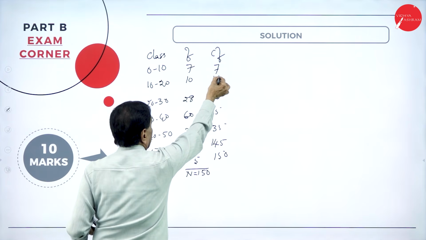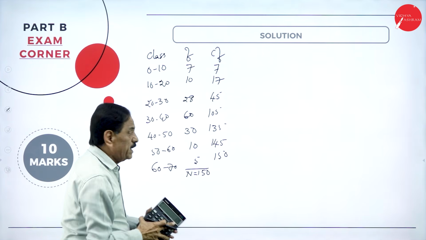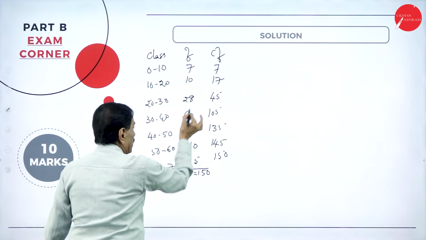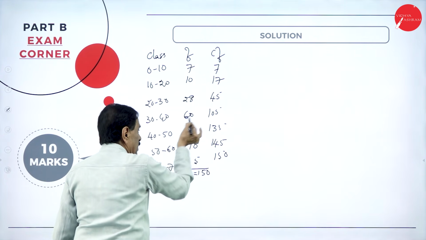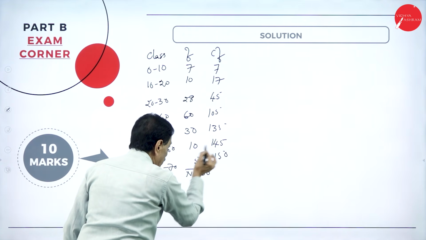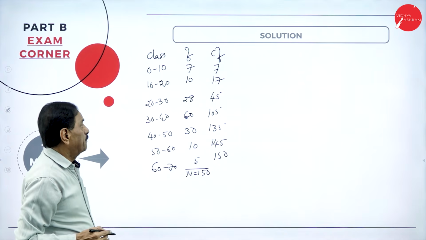Cumulative. First number is 7. 7 plus 10, 17. 17 plus 28 is 45. 45 plus 60 is 105. 105 plus 30 is 135. 135 plus 10 is 145 plus 5, 150.